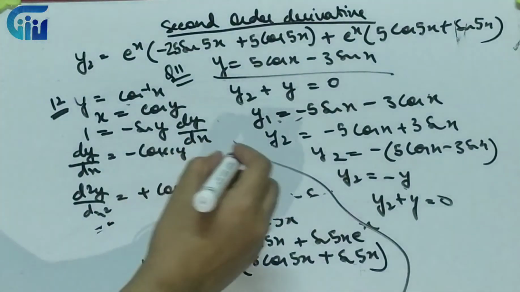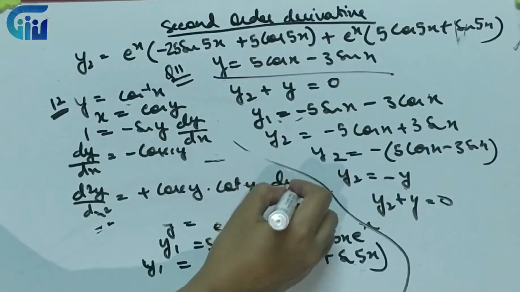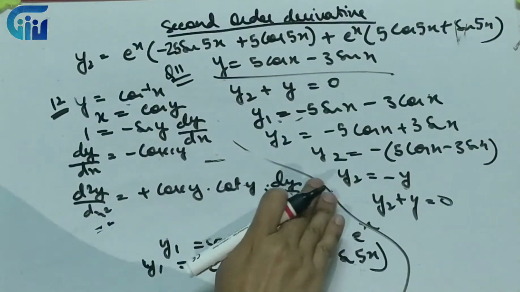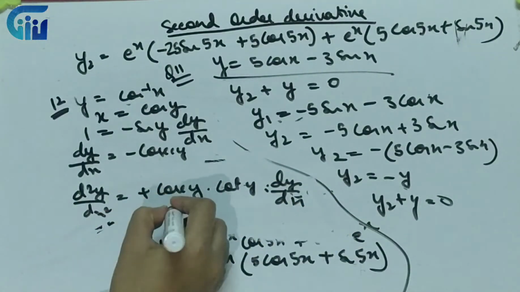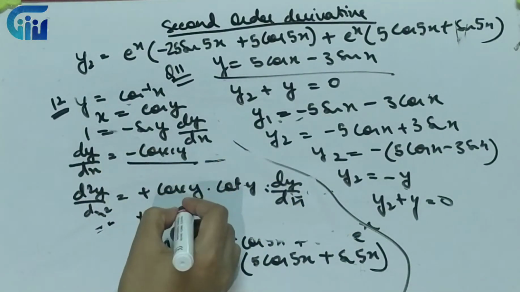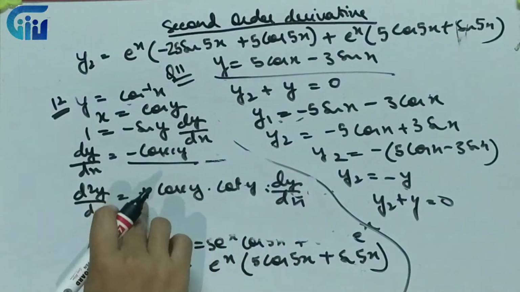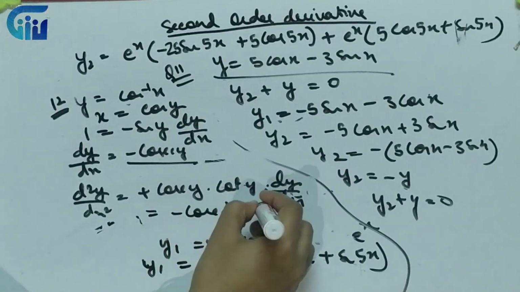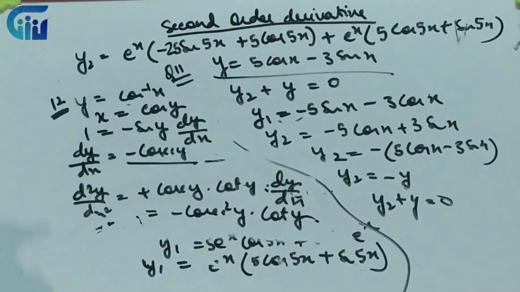So we have expressed, and the derivative of y will be dy by dx. I'll put the value of dy by dx. Don't forget this dy by dx. This is again very important. We have to write the value of dy by dx as this. So the final answer will be minus cosec square y into cot y, right?